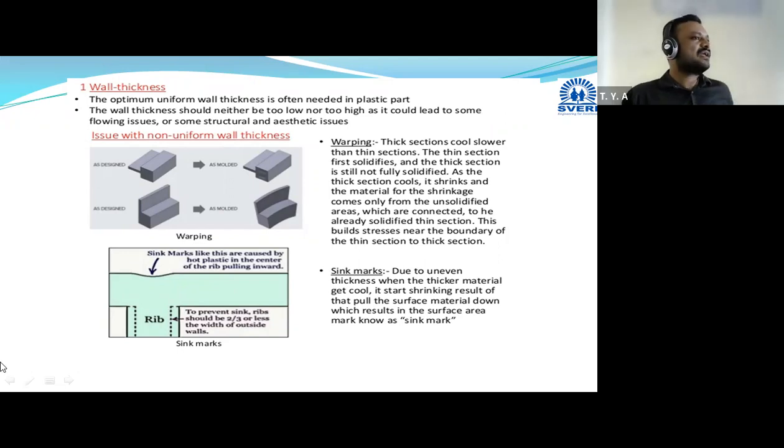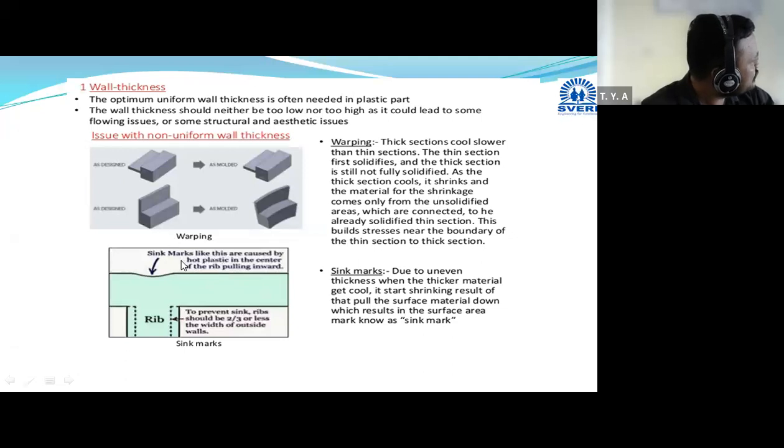Okay. Last bench, please concentrate here. Whichever part I have explained, you can see that in these diagrams. So, this diagram will indicate the sink marks.